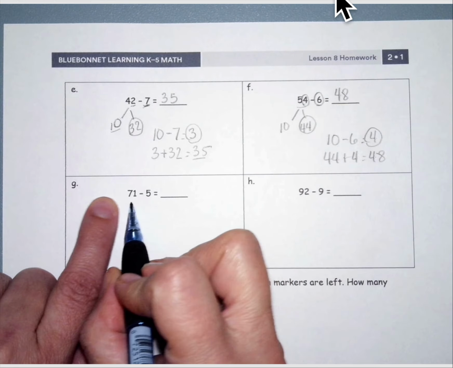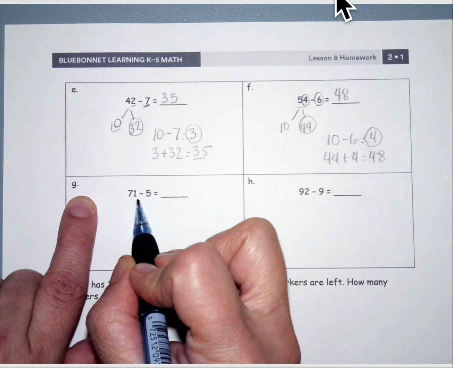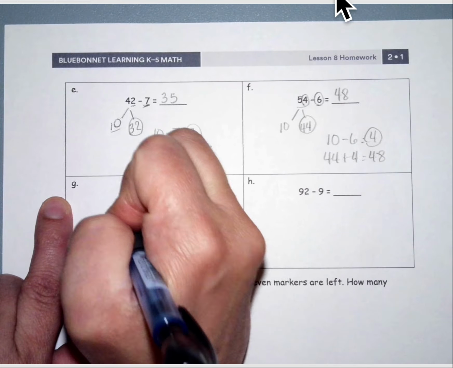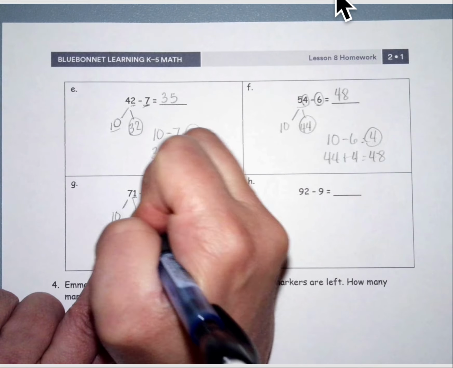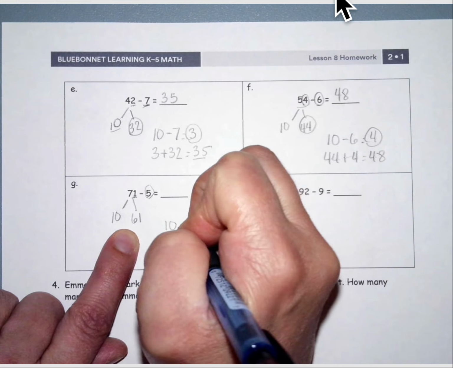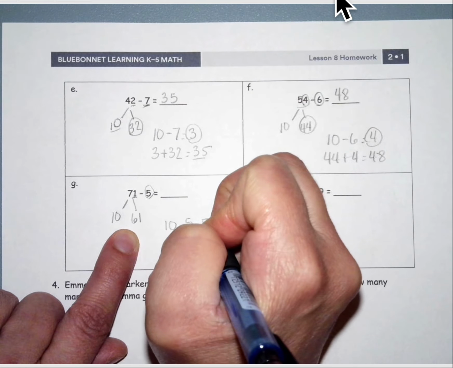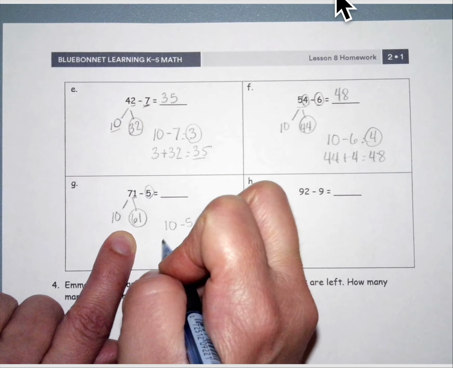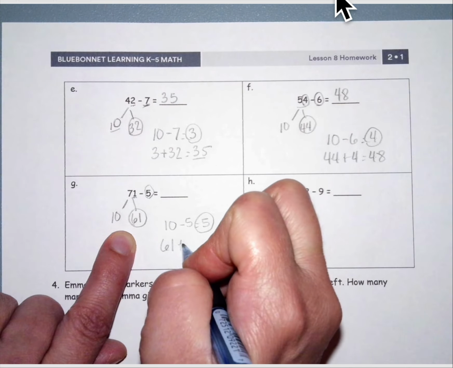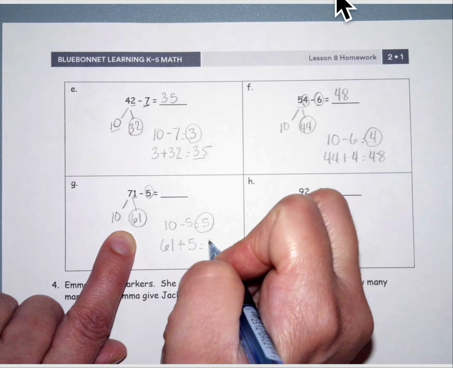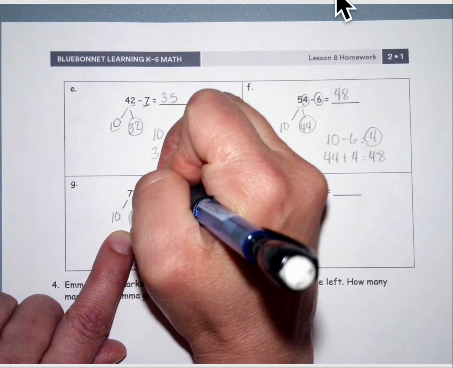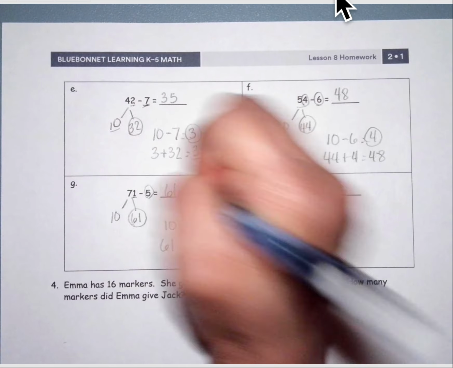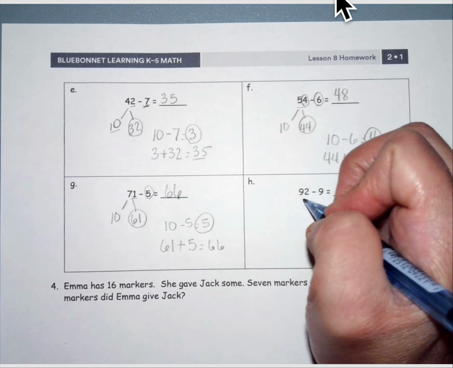Okay, the next one, 71 minus 5. Well, I can't take 5 ones away from 1. So I'm going to take 10, and I'm going to be left with 61. So 10 minus 5 equals 5. And then we're going to take the leftover 61 and the 5, and we're going to add and combine it together. 61 plus 5 equals 66. So our answer, 71 minus 5 equals 66.